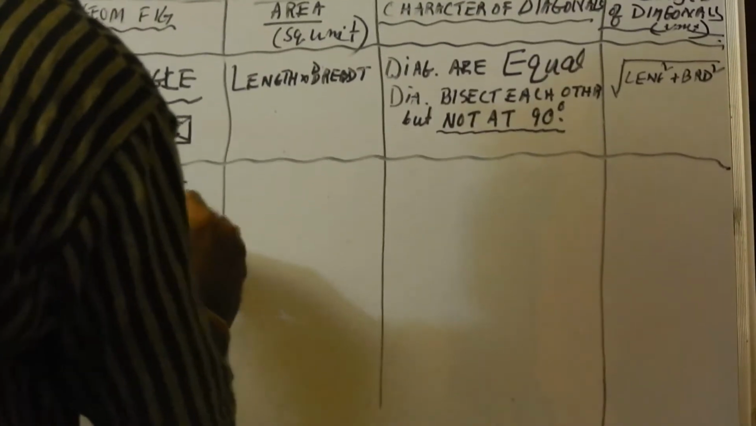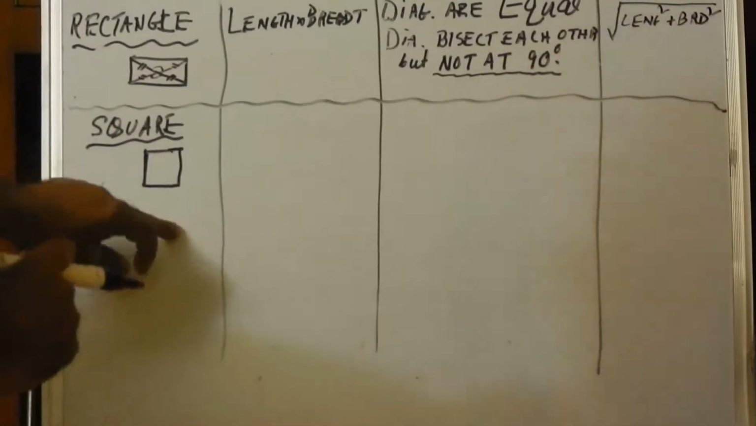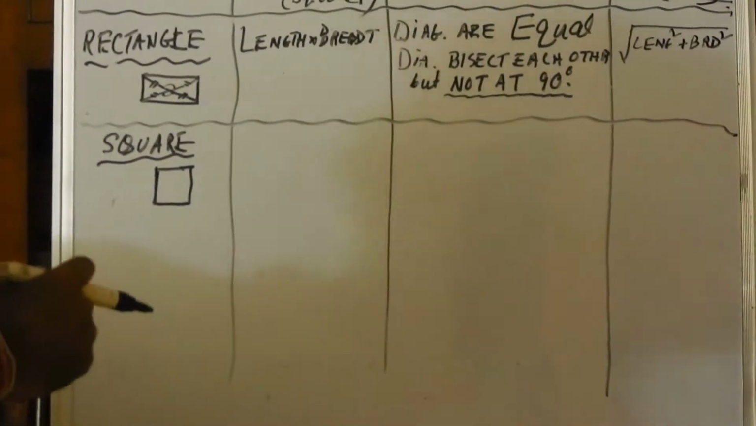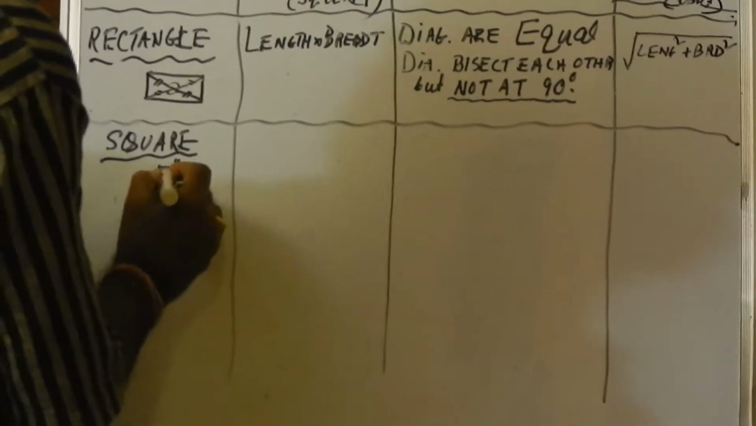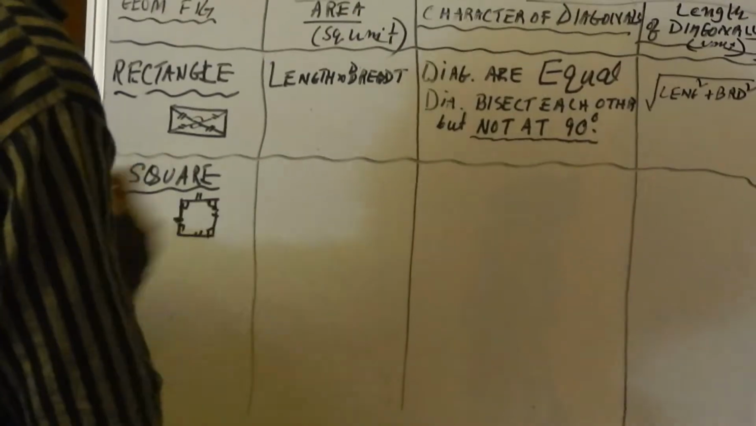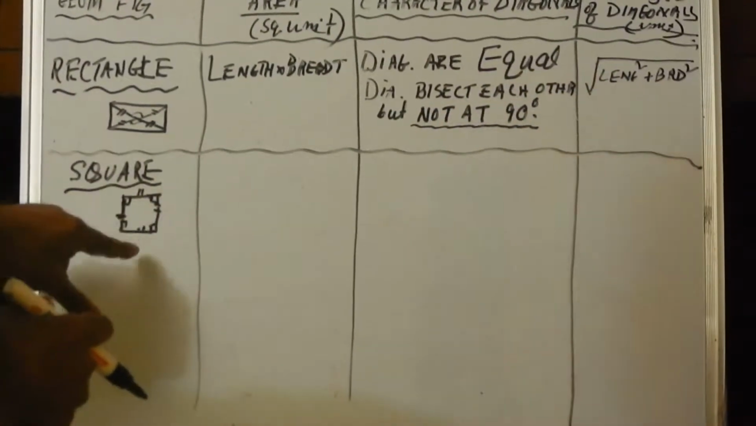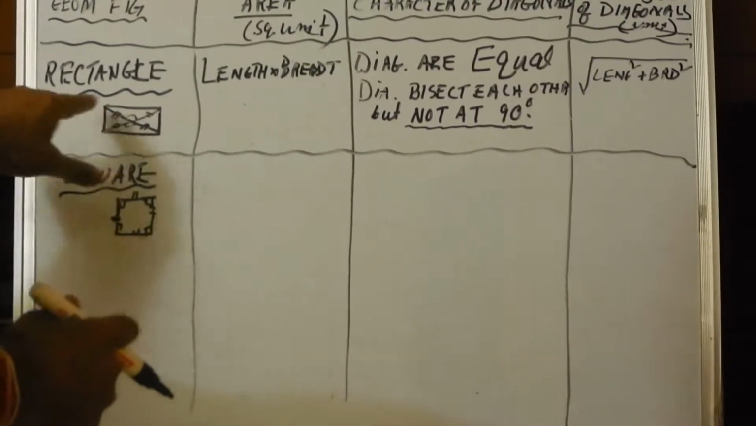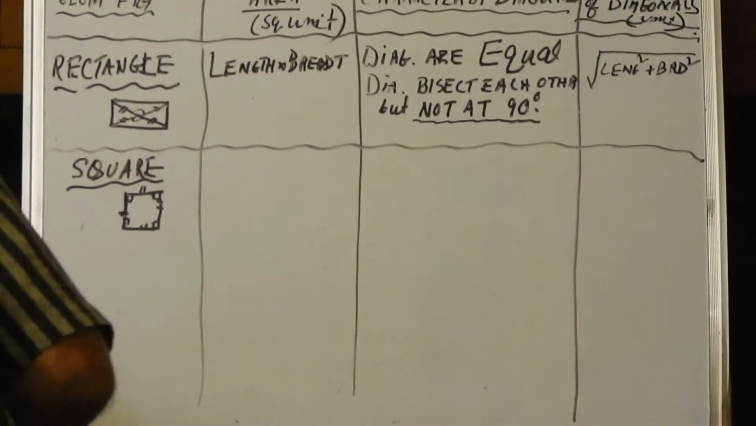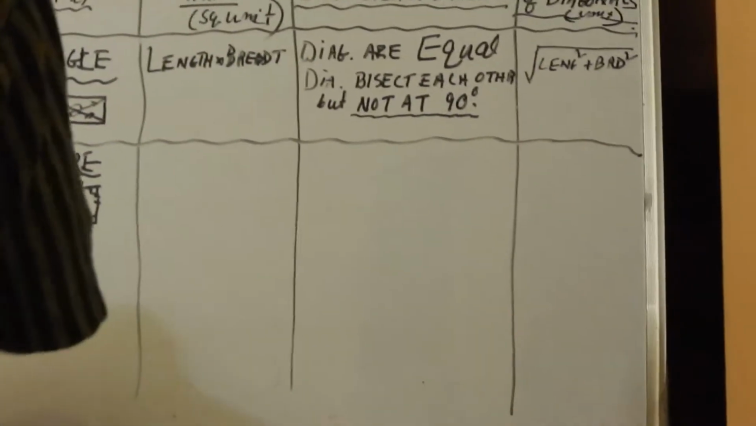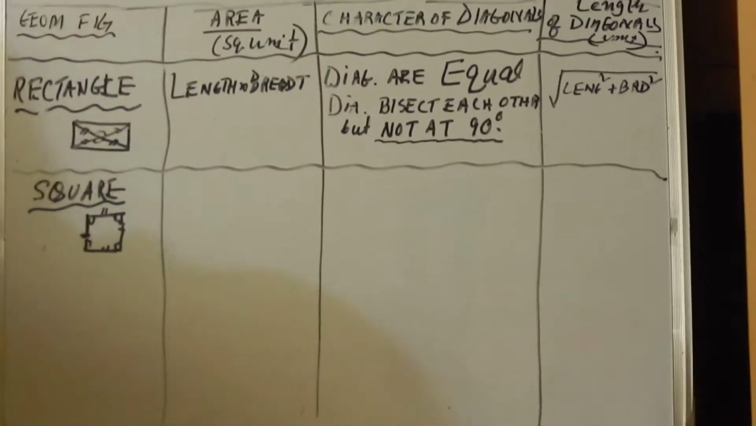Square, as you know, is a figure where all the sides are equal and all the angles are also 90 degrees. Where it differs from a rectangle: for a rectangle there was length and breadth and they differed, but here all the sides are equal. All the sides of the square are equal.